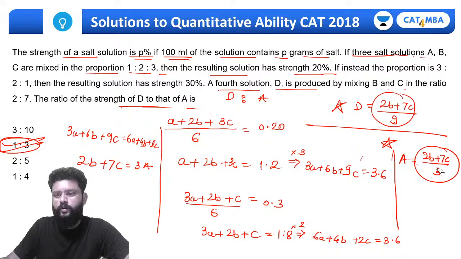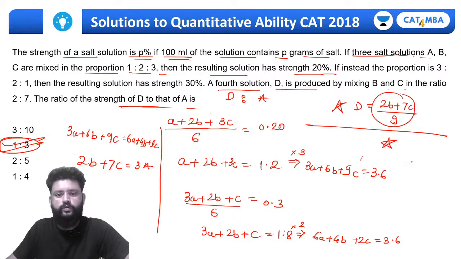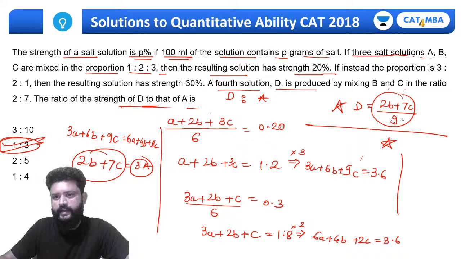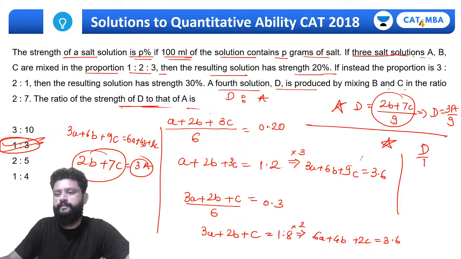Or simply what we can do here is, we know 3A is 2B plus 7C, so I can just put D is equal to 3A upon 9. So D upon A will be 3 by 9, 1:3.